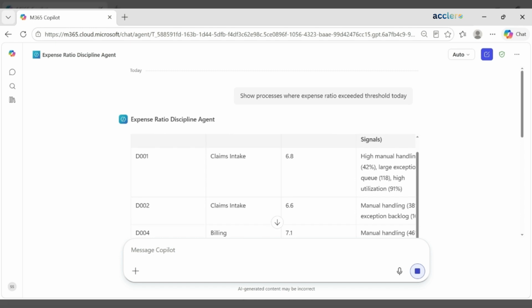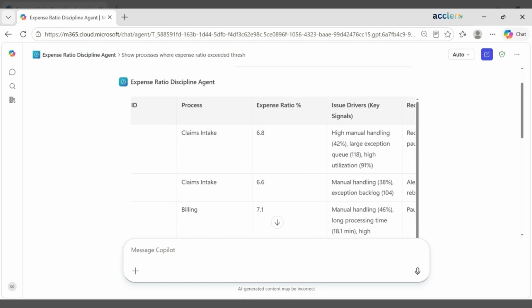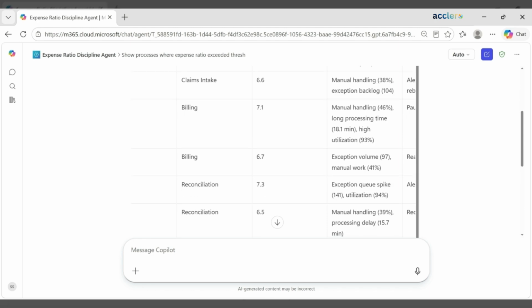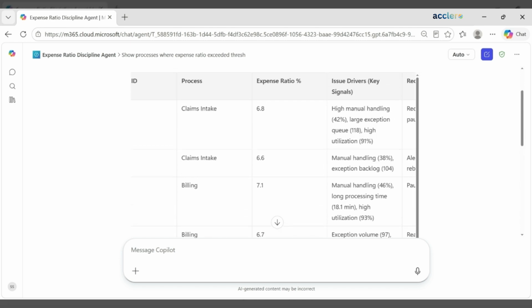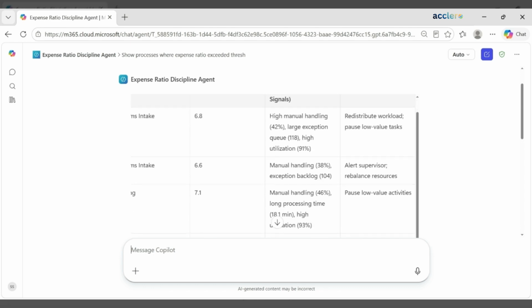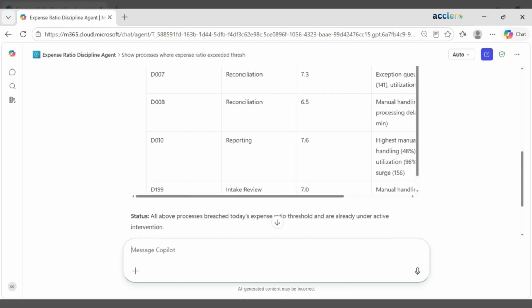So it highlights the key driver signals such as the high manual handling, large exception queues and the resource strain. So each breached process is clearly mapped with some recommended action and the current execution status. So these issues are detected during the execution, not post review.